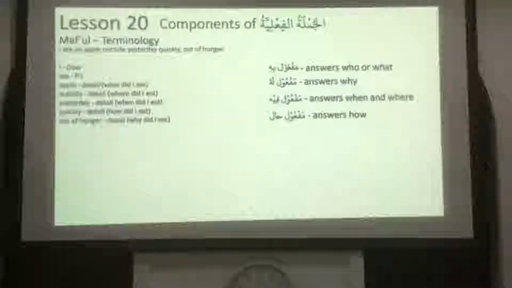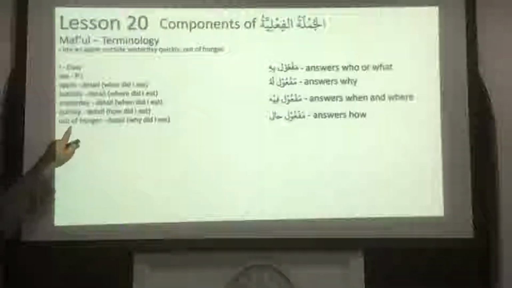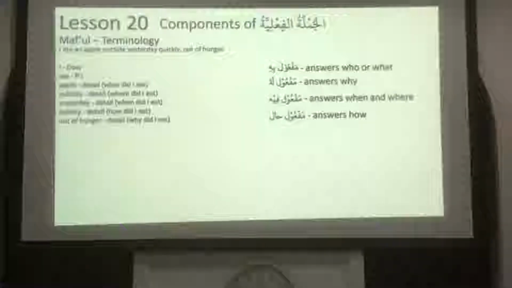And then the answer to when and where, like where did I eat it? Outside. When did I eat it? Yesterday. So the time and the place is maf'ul fihi. Fi means in anyway. Like in what time, in where or in which place you did the job. So that kind of answer will be maf'ul fihi.